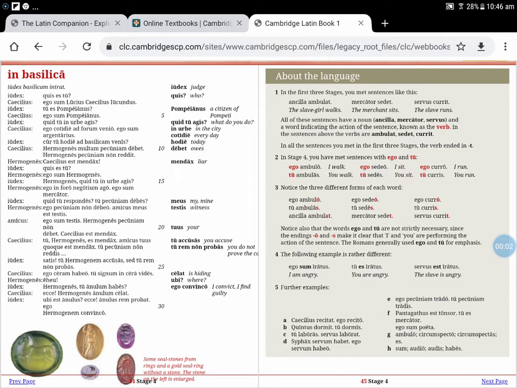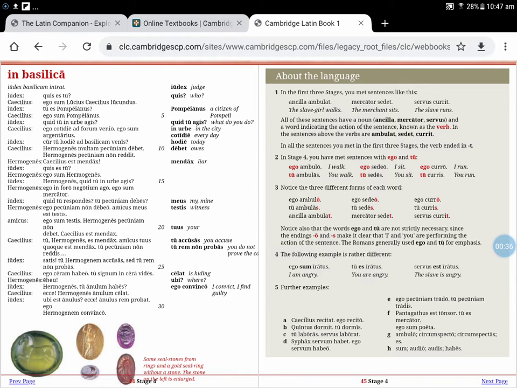Hello there, Year 7s. We're in Stage 4, and today I'm going to deal with this story in Basilica. Remember, Hermogenes borrowed some money and failed to give it back, so it's got to go to court. Also, there's a page called About the Language, which I'll talk about for a couple of minutes and show you some activities you can do based on that page and other stuff in Stage 4.